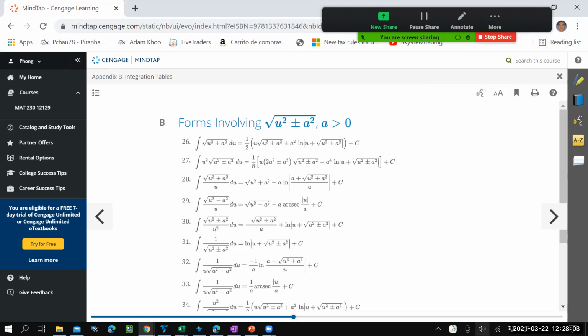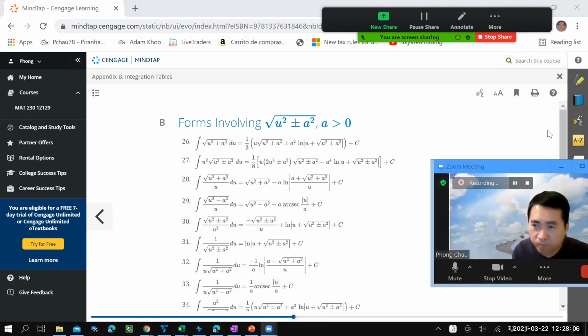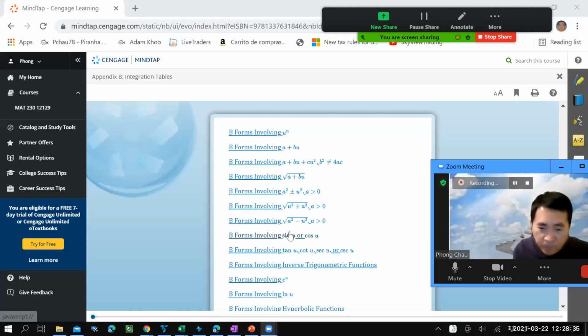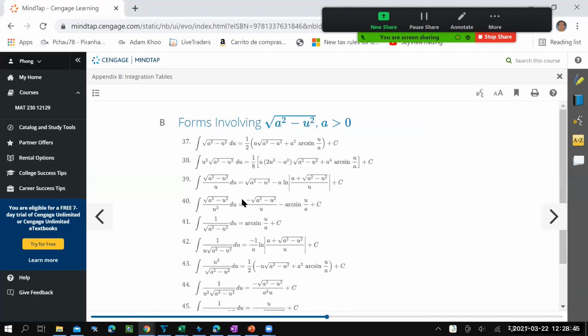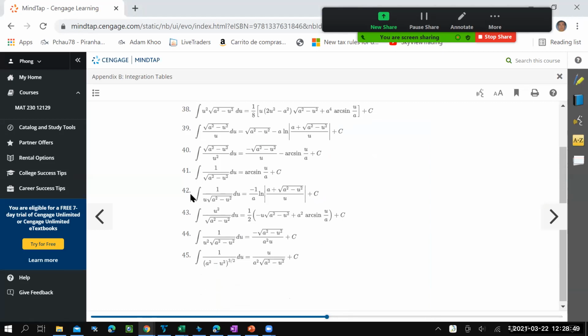Interesting. Right, so we picked the wrong one. Actually, the one we're looking at is a squared minus u squared. So we use this instead. Yeah, my bad, I looked at the wrong formula. So we see a squared minus u squared with u in front in the denominator.